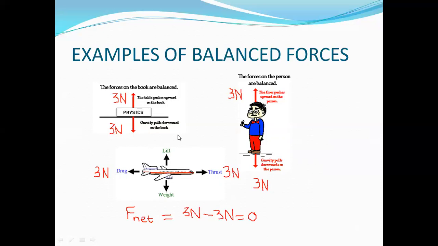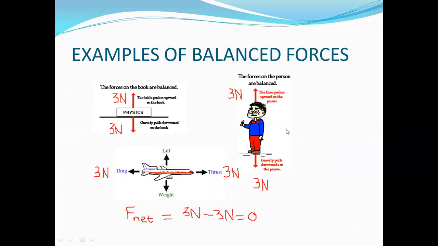And when you calculate the resultant force in each case, the answer is 0. Over here, 3 Newton force is acting in the downward direction, 3 Newton force is acting in the upward direction. That is for the example of the book when it is in the state of rest on the table. So the net force will be 0.